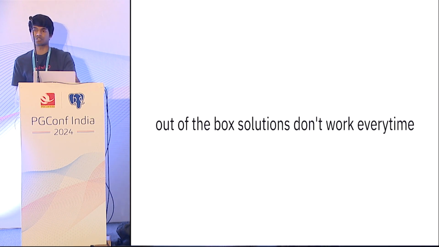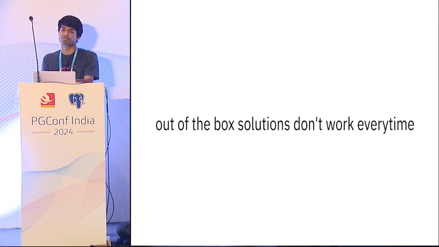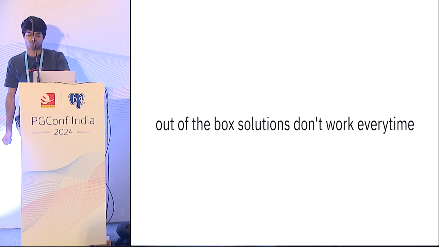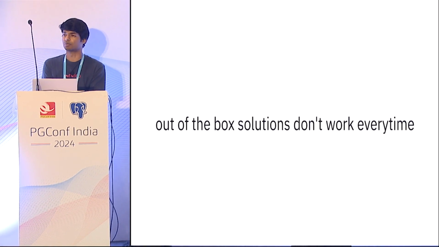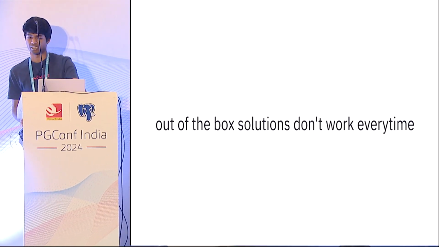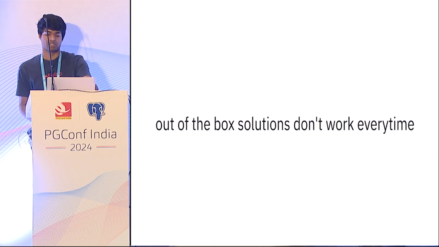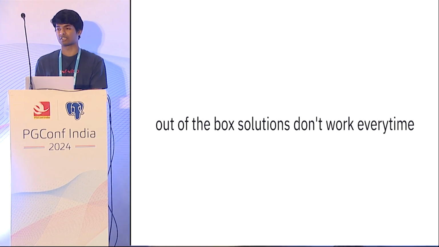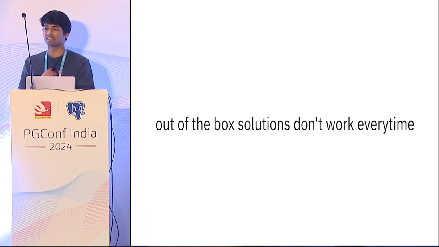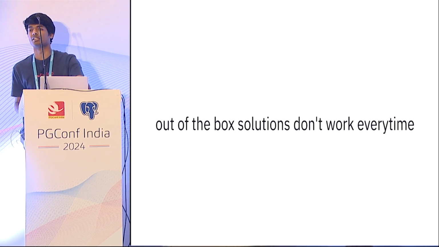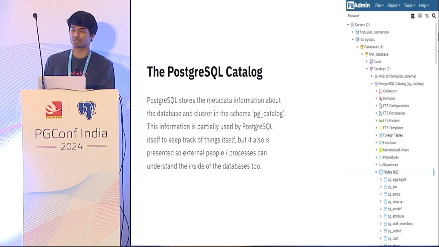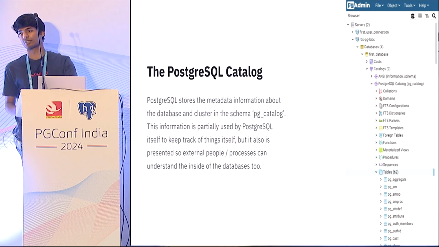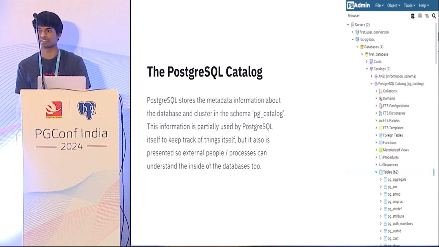I'm pretty sure a lot of you might be using managed offerings like RDS, Cloud SQL, and whatnot. Sure, they give you insights on CPU, memory, disk I/O, network I/O, and whatnot. But to actually know what's happening inside a Postgres instance, Postgres maintains this schema called the Postgres catalog. It's called PG catalog, where it stores whatever is happening inside the database.